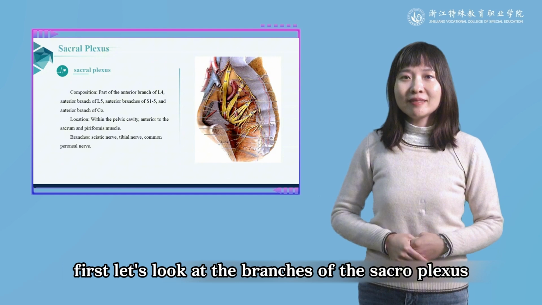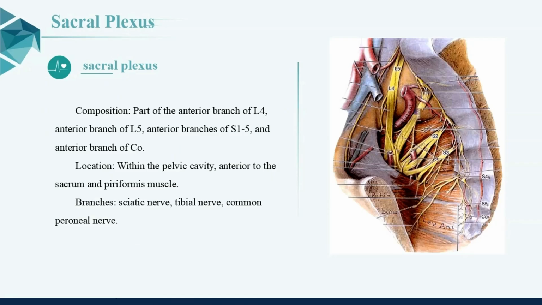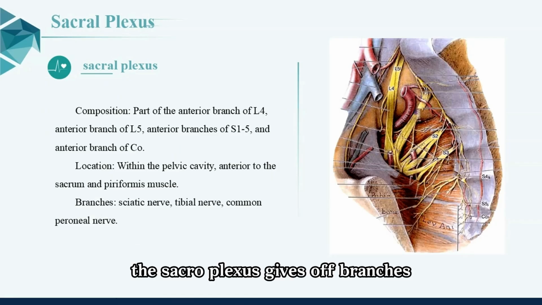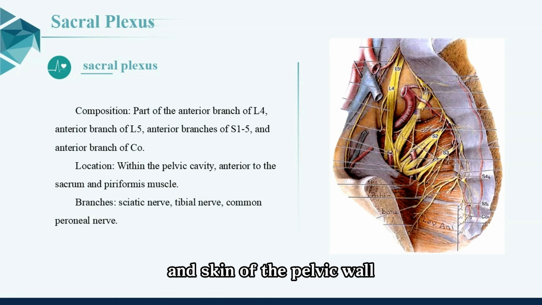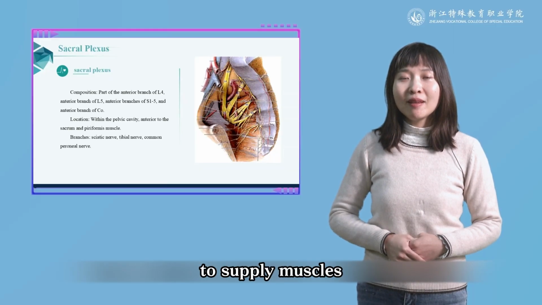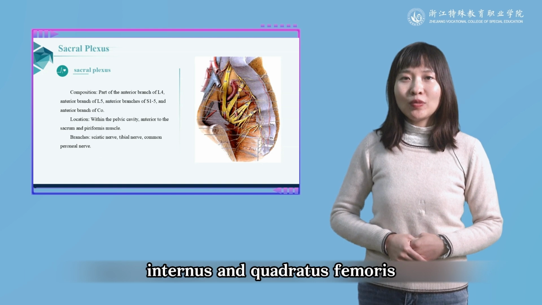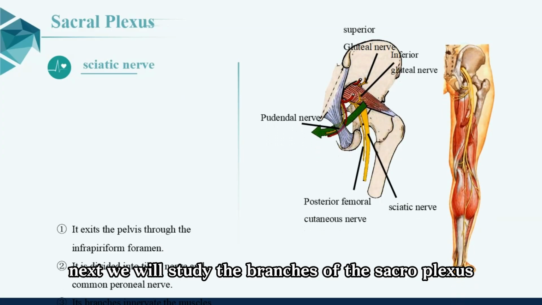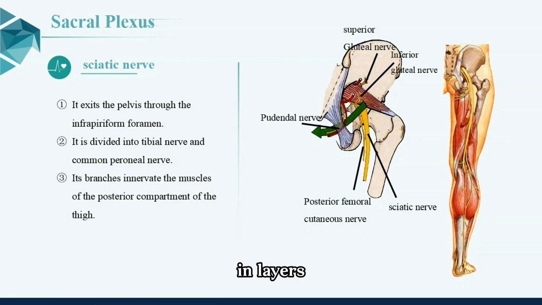Next, let's look at the branches of the sacral plexus. The sacral plexus gives off branches that distribute to the muscles and skin of the pelvic wall, buttocks, perineum, posterior thigh, leg, and foot. The sacral plexus directly gives off short branches to supply muscles such as the piriformis, obturator internus, and quadratus femoris. Next, we will study the branches of the sacral plexus in layers.